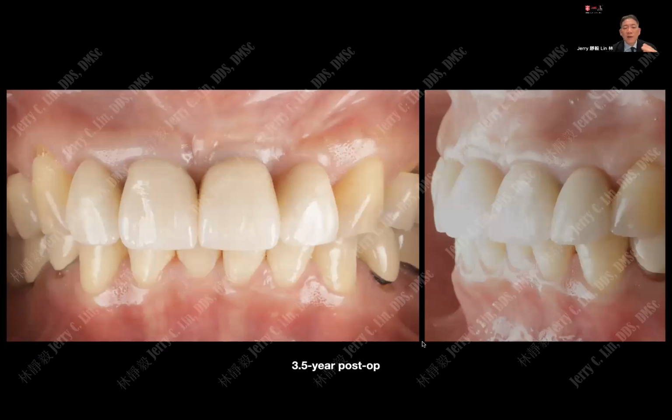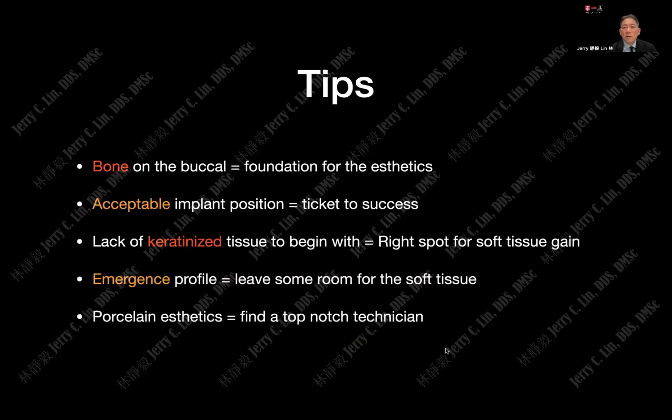3.5 years after the procedure. We still have very good soft tissue around the implant, and also very good aesthetic looking. So for this particular case, there was bone on the buccal that tells us there's a good foundation for aesthetics. That's the first one, which is good. And the implant was in an acceptable position.